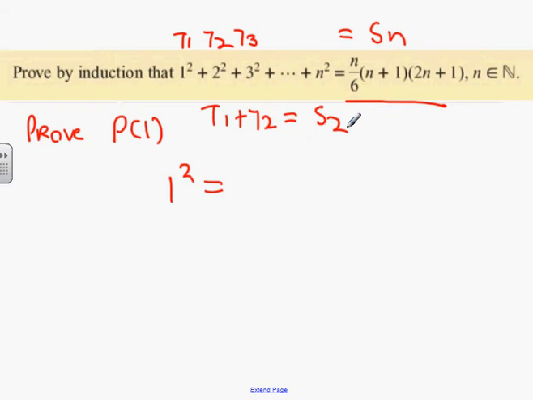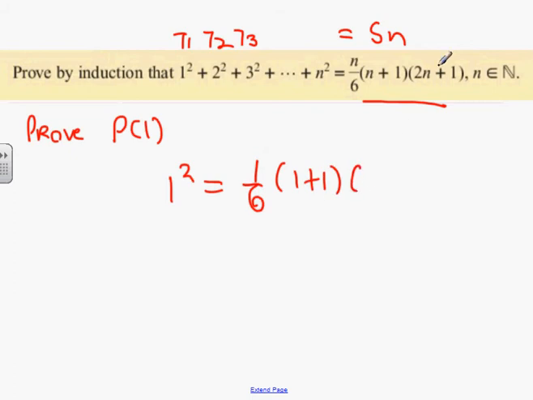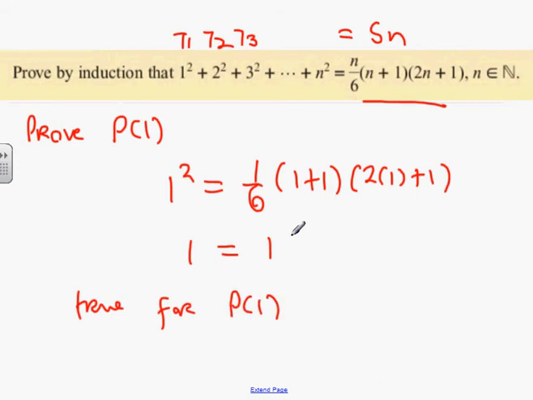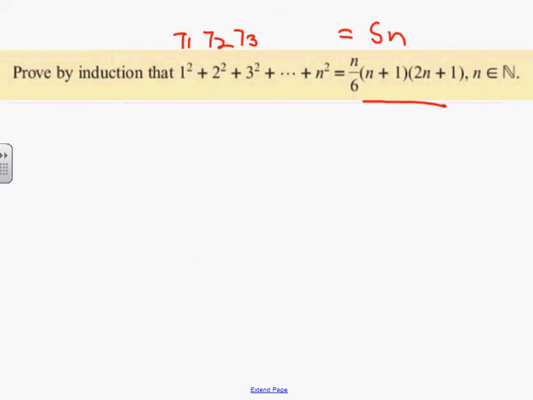Do you remember the series? The first 2 terms is S2, adding the first 10 terms together is S10. Okay, so all we have to do is prove P1. P1 equals 1/6 times 1 plus 1 times 2 times 1 plus 1, all into the calculator. It's going to be 1 equals 1. True for P of 1. Everybody happy with that? Okay, 5 out of 20 again. Move on from there. Assume true for P of k.